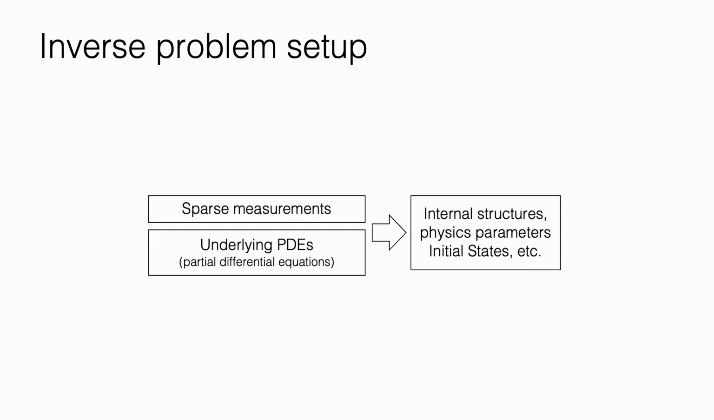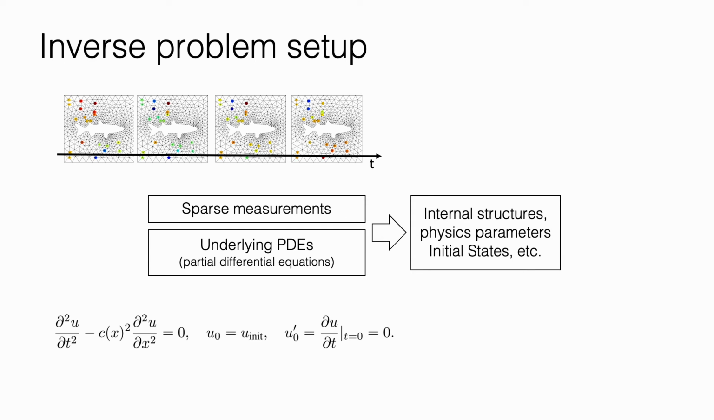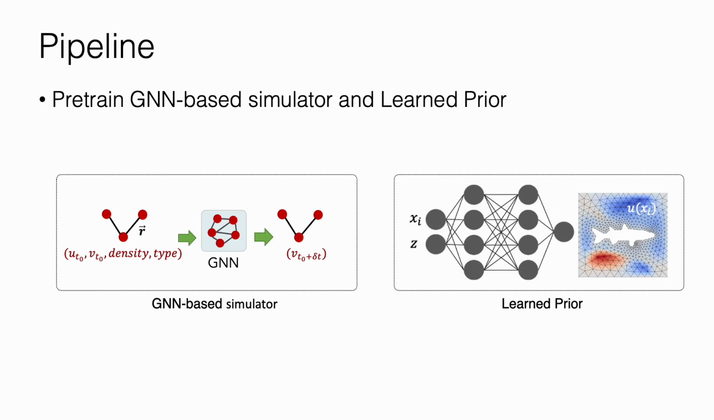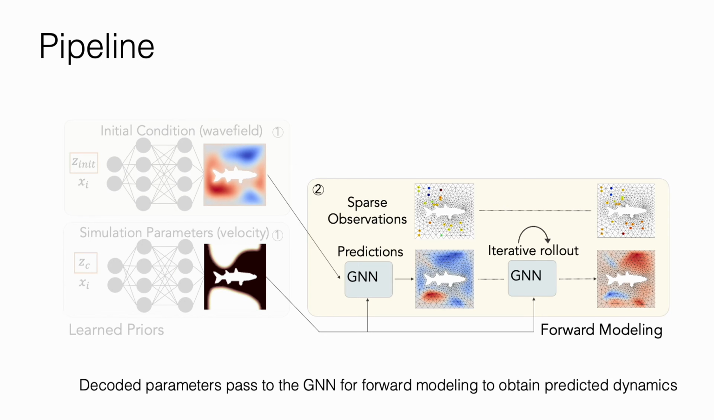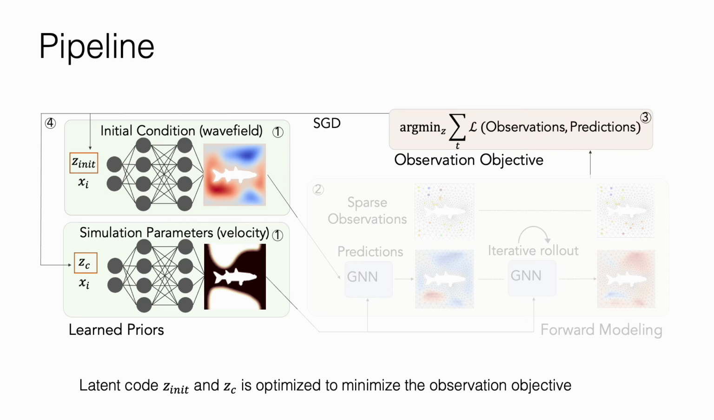Okay, now let's look at the whole pipeline for solving a class of inverse problems. We take this wave equation as an example. From sparse observations and PDEs, we want to infer the initial states. We first pre-train our GN-based solver and learn the prior using a dataset generated using a classical solver. At test time, given the current estimated latent code, we use the learned prior to decode it to physics parameters. Decoded parameters are then passed to the GN for forward modeling to obtain predicted dynamics. Latent code Z is then optimized to minimize the difference between observation and predicted dynamics.